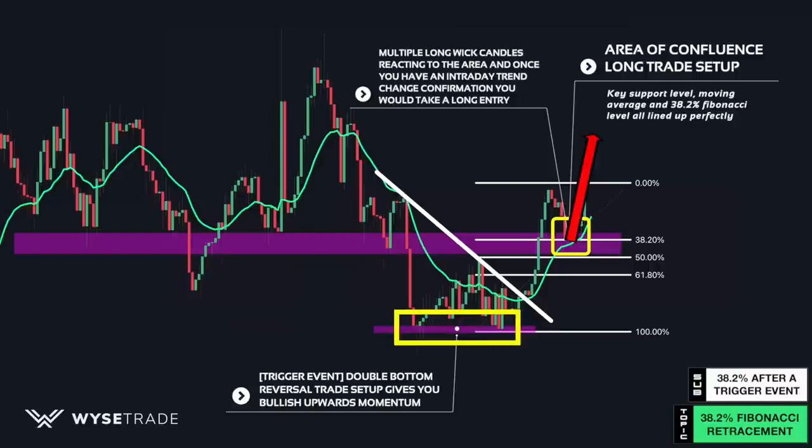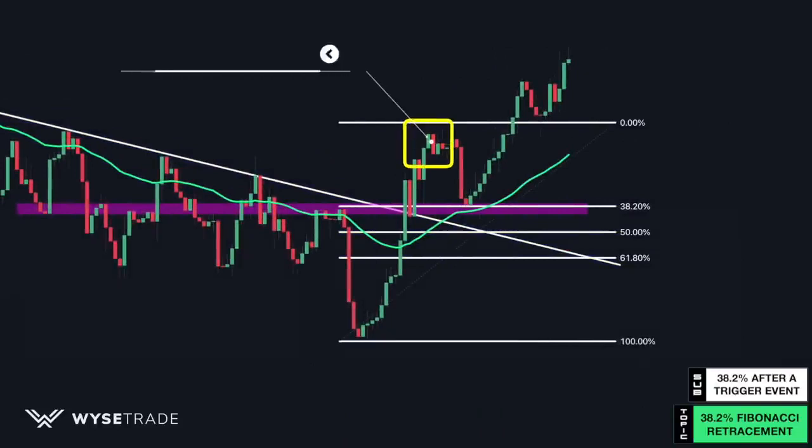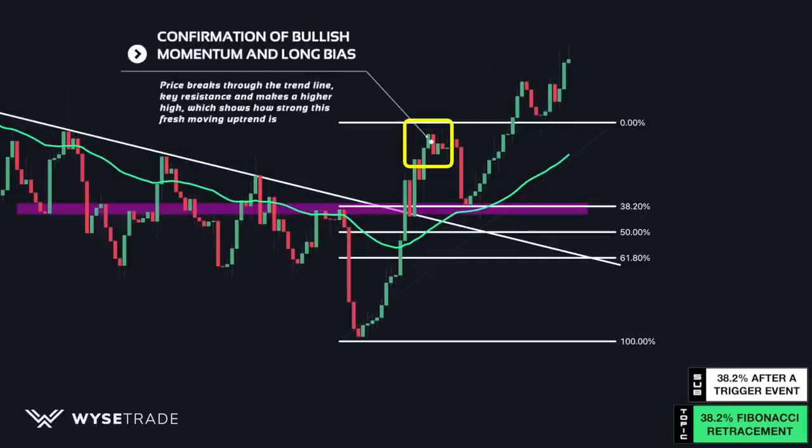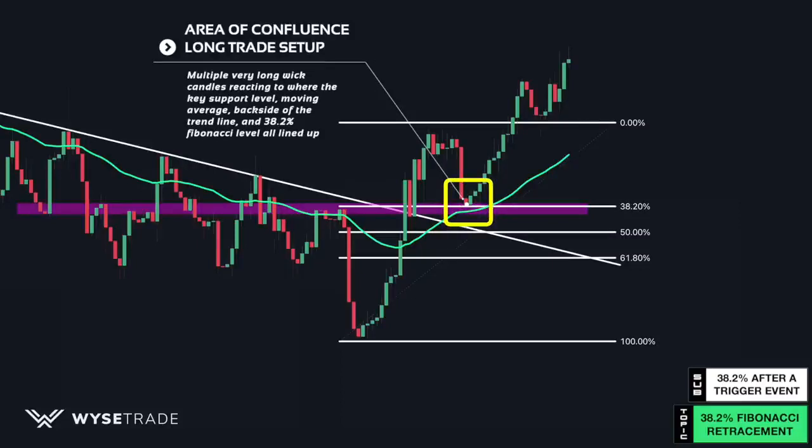So, one more. Price breaks through the key level, breaks through the trend line, and makes a higher high, which shows how strong the upwards momentum is, so you want to trade with it. This here is your area of confluence trade setup, where you had multiple very long wick candles reacting to where the moving average, support level, backside of the trend line, and 38.2% fib level all crossed.